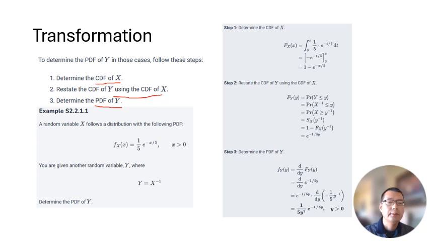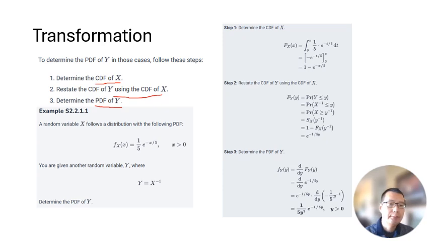So this is the general process when you are given a distribution of x, but you are also asked for the distribution of y, where y is some kind of function of x. Then we can always follow these steps to get to the final result.